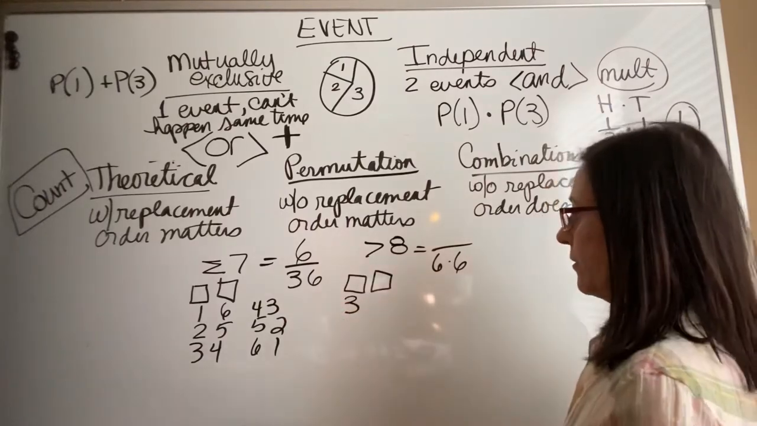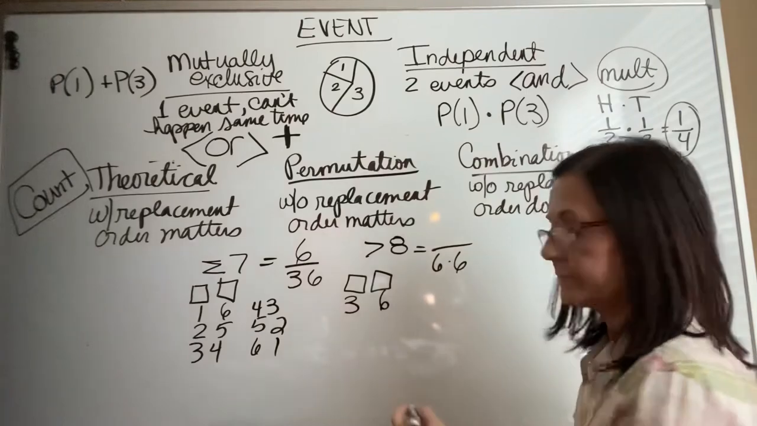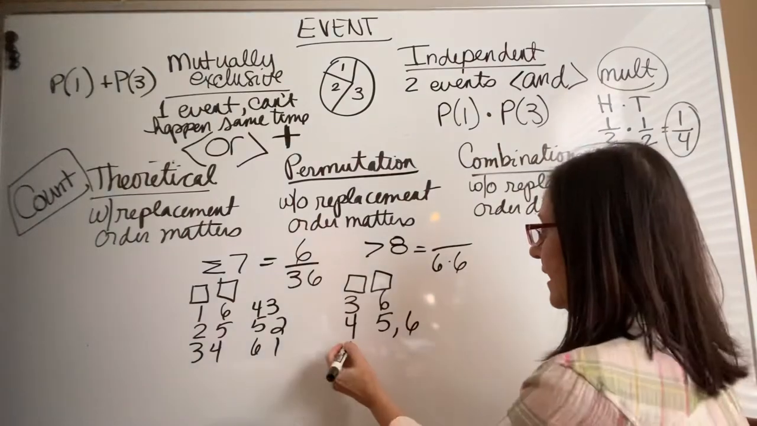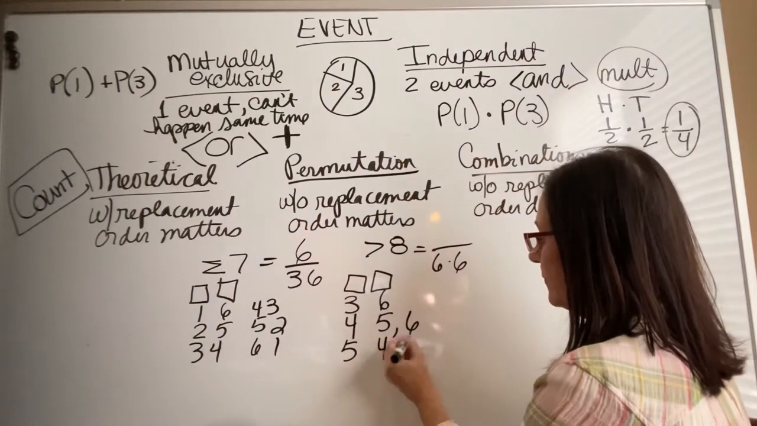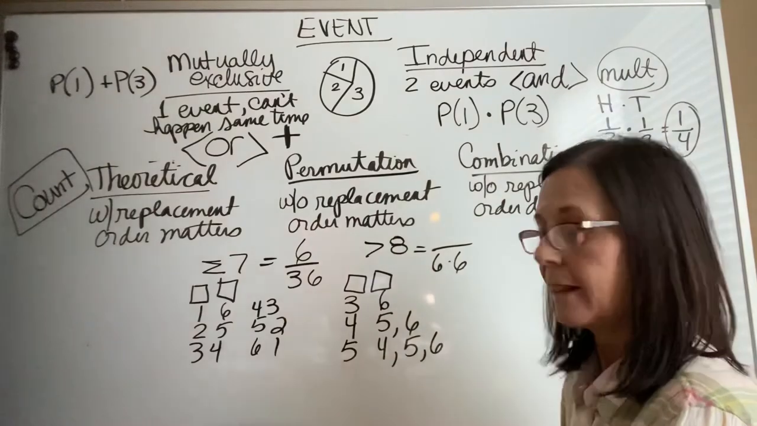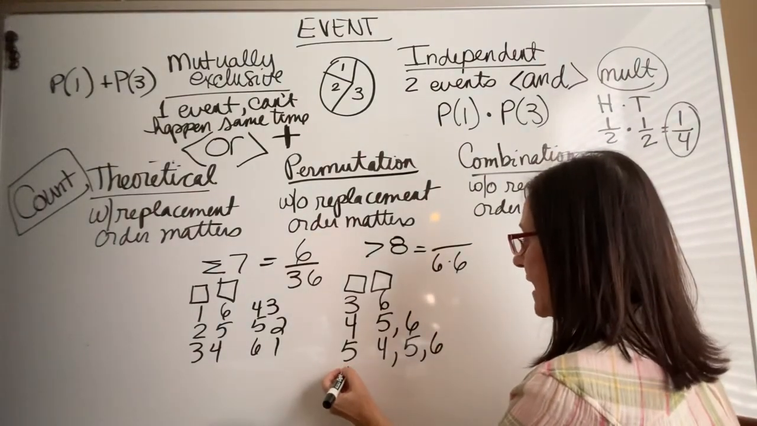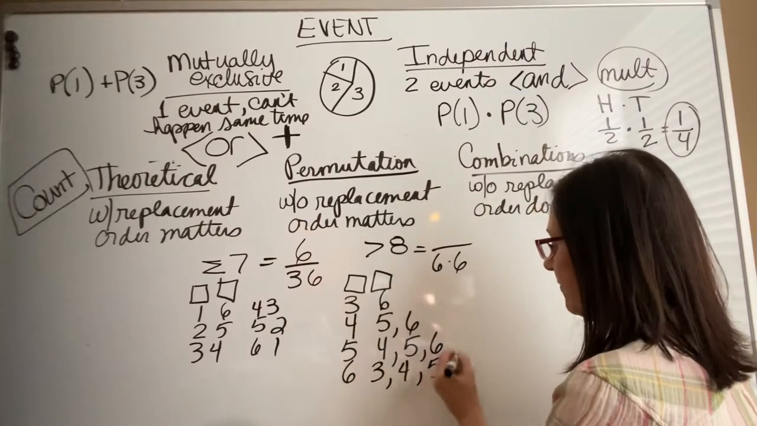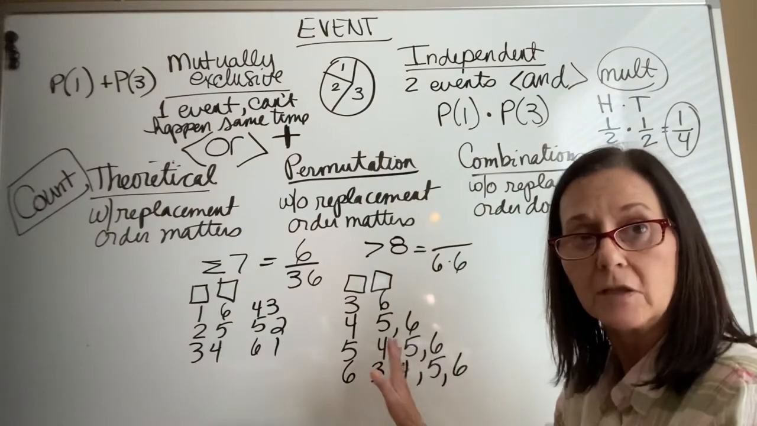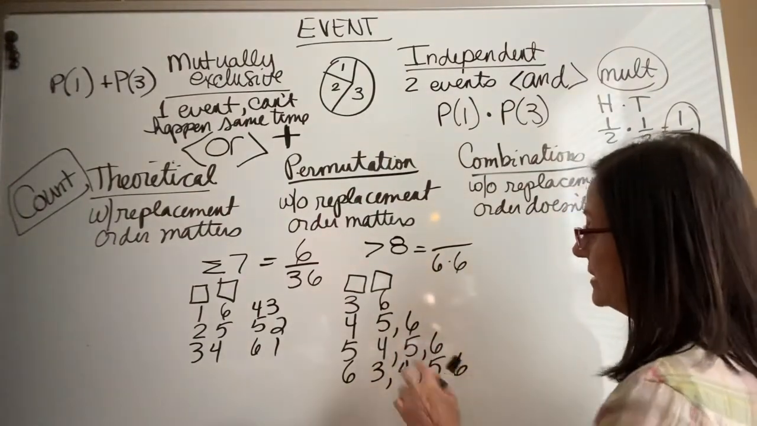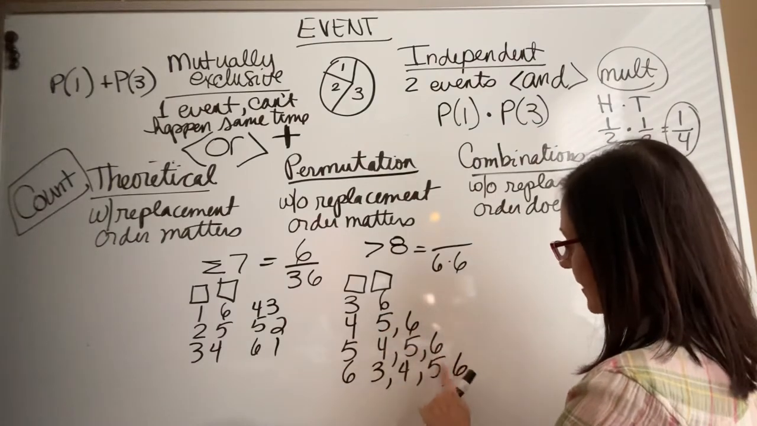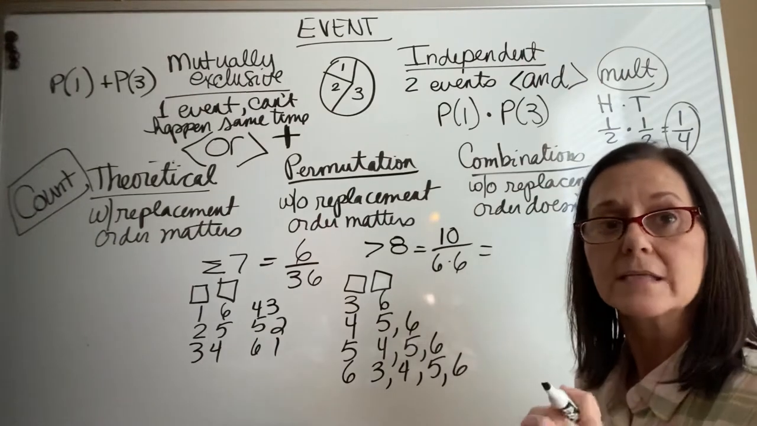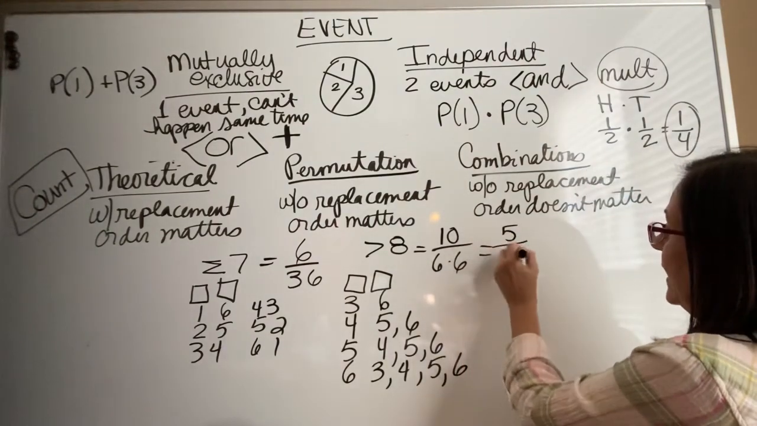With 3, to be greater than 8, it has to be with 6. If I roll a 4, I can get a 5 or a 6. If I roll a 5, I can get a 4, a 5, or a 6 on the other die. If I get a 6, I can get a 3, a 4, a 5, or a 6. So these are my total possible positive outcomes out of 36. That's 1, 2, 3, 4, 5, 6, 7, 8, 9, 10. 10 out of 36. Both are divisible by 2, so you would always simplify: 5/18.